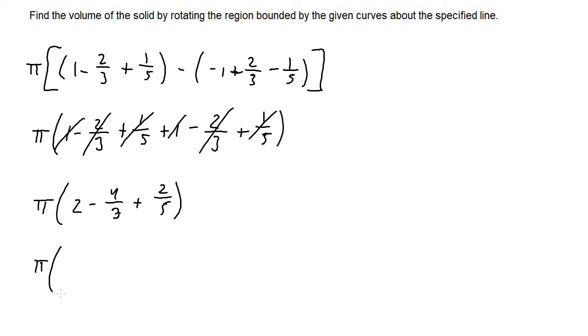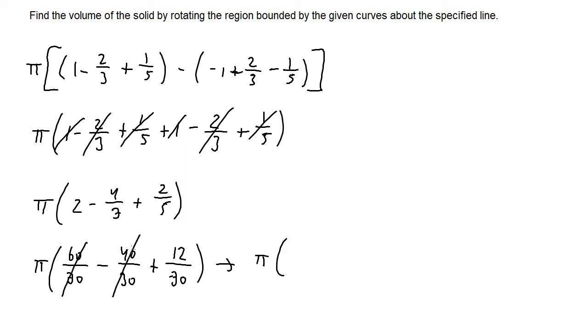So then we have pi times, now the common denominator here is going to be 30. So I'll rewrite 2 as 60 over 30, minus 4/3 as 40 over 30, and then plus 2/5 as 12 over 30. So then we have pi times 60 over 30 minus 40 over 30, which is 20 over 30. 20 over 30 plus 12 over 30 is going to be 32 over 30. Now 32 over 30 can be simplified into 16 over 15. So our final answer is going to be 16 pi over 15 for the volume of the solid.